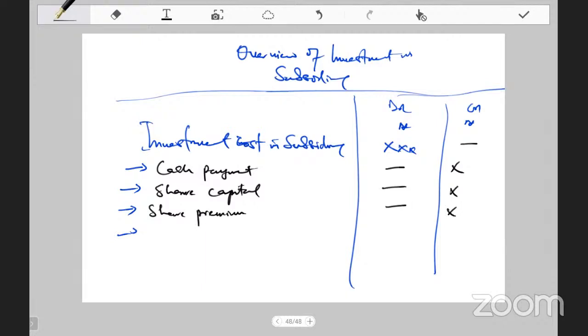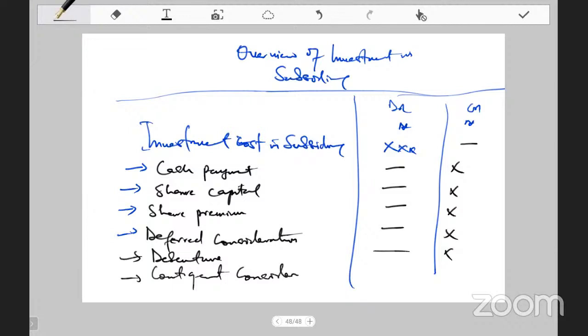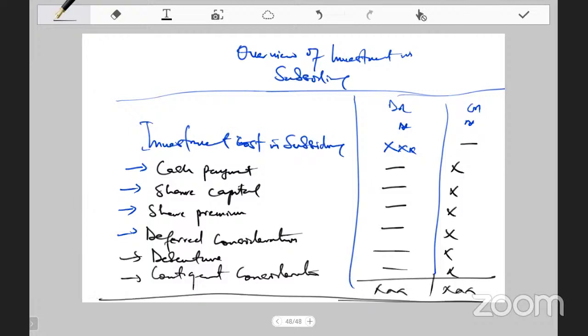Next, what do I have, class? Deferred consideration. Then next, what do I have? After that, we also have the issue of debt. I would like to use a specific word for the issue of debt: the debenture. Then we can also talk about the contingent consideration. And all things being equal, the value must be the same. So that is the journal when we talk about the opening entry of any business. Any question for me, people?